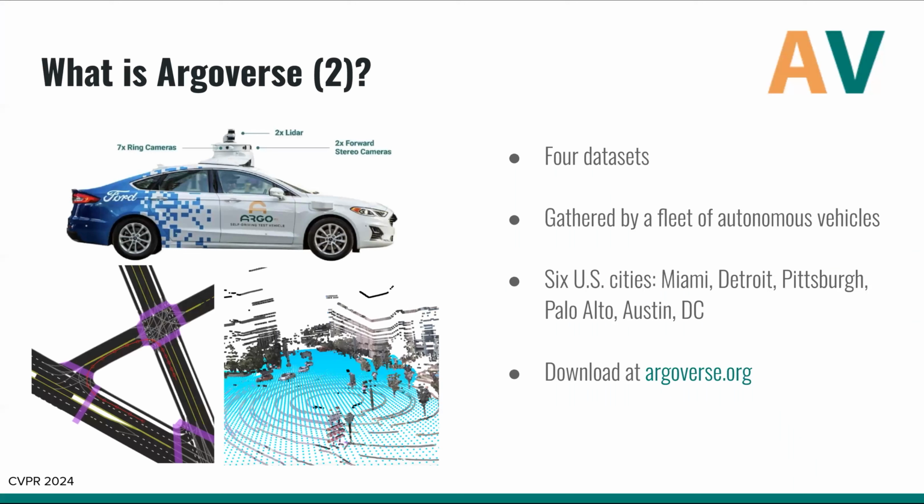So Argoverse 2 is really 4 different data sets, each with a collection of different scenarios that all have some common traits. For example, they all have HD maps. That means lane level geometry, things like lane markings, crosswalks down to the centimeter level. They were all gathered by autonomous vehicles that Argo operated in 6 US cities, pretty diverse places with different weather, different architecture, different pedestrian behavior, things like that.